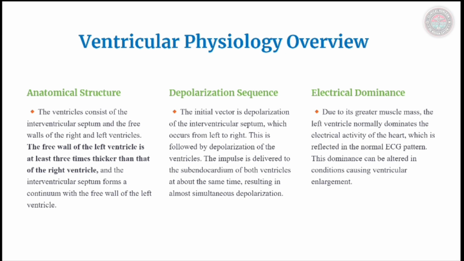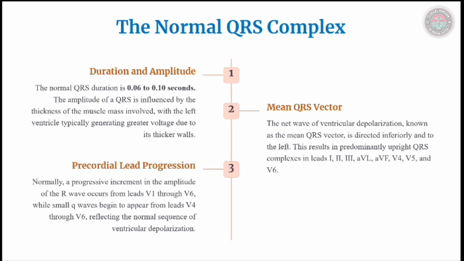The normal QRS complex. The QRS complex represents ventricular depolarization, normally lasting 0.06 to 0.10 seconds. The mean QRS vector points inferiorly and leftward, producing a predominantly upright QRS in leads 1, 2, and V5, V6. Precordial lead progression follows a pattern. Small R waves in V1, V2, progressively increasing R wave amplitude toward V6. Any disruption in this pattern suggests ventricular hypertrophy or conduction abnormalities.